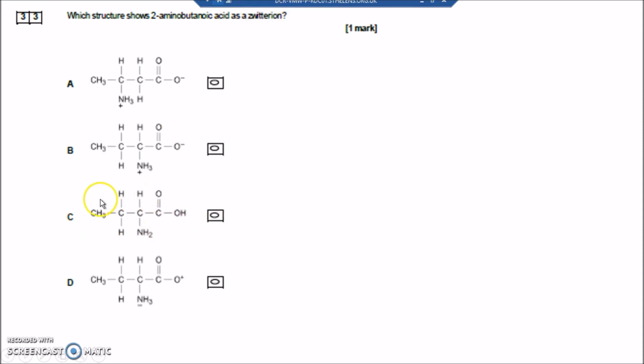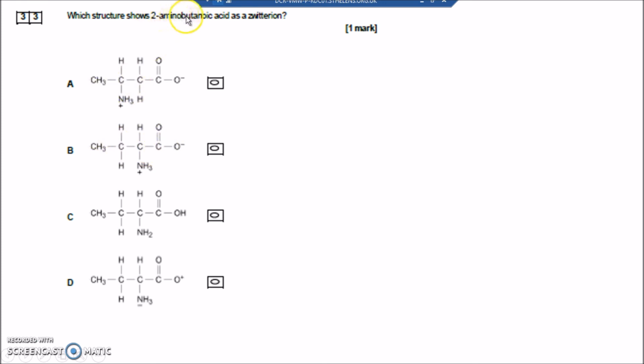So we can automatically rule out C because it's got no pluses and minuses. We can rule out D because it's got a minus on the NH3. That should be NH3 plus and that should be COO minus. So C and D are automatically wrong. Let's have a look at A and B. NH3 plus, yes, that's correct. COO minus, yes, that's correct. NH3 plus, correct. COO minus. So it could be A or B.